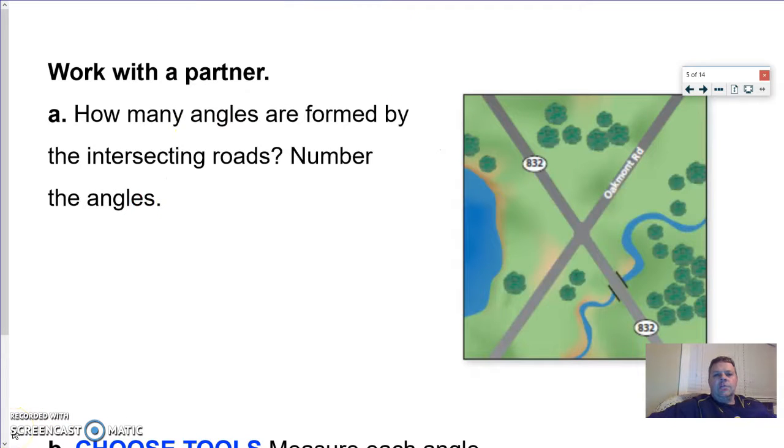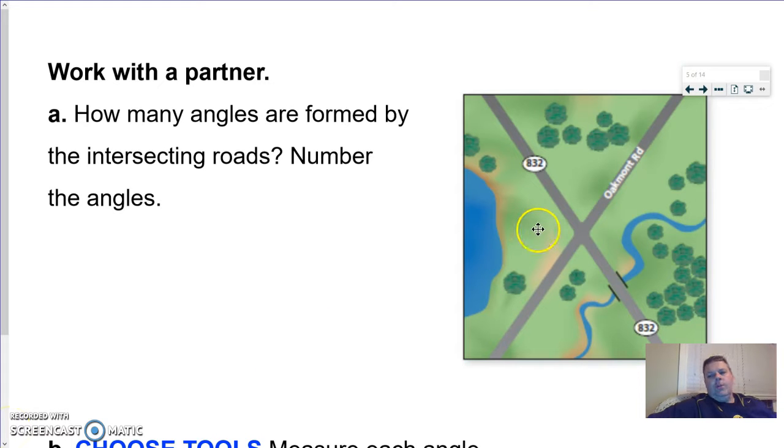How many angles are formed by the intersecting roads? Hopefully you were able to say there are 1, 2, 3, and 4. What do you notice or think about the two angles that are opposite of each other? Please pause the video and have a discussion about what students think about the angles opposite of each other.